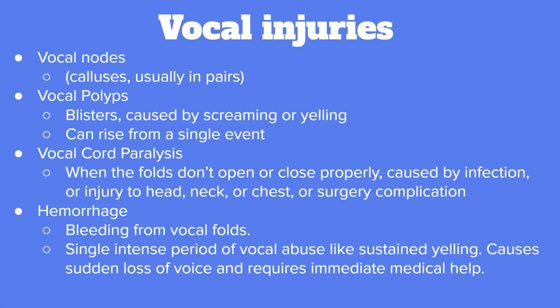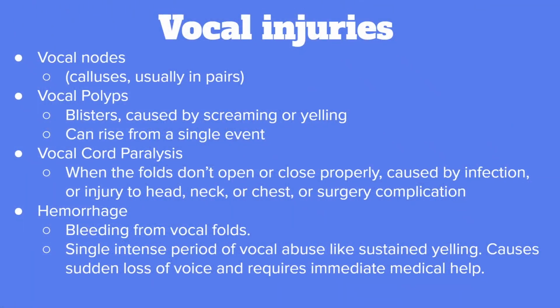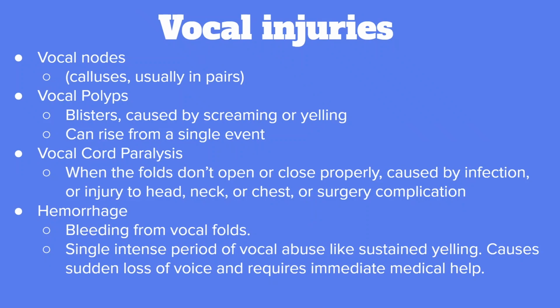You can have vocal injuries, calluses. So if you think about this, there's a ball here and a ball here. Usually they're in pairs because it's where your vocal folds are hitting each other in an injurious way. Those keep your vocal folds from coming together fully. Vocal polyps, which are like blisters. Vocal fold paralysis, which is when one side doesn't move, or maybe both sides don't move. That's usually caused by an injury to your head, neck, or chest, or a complication from surgery.